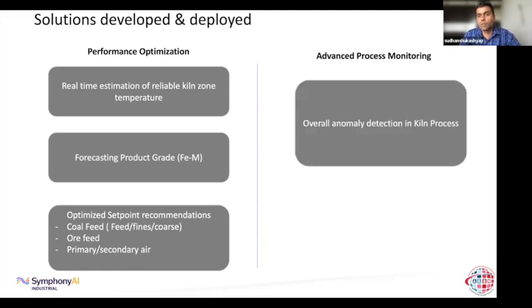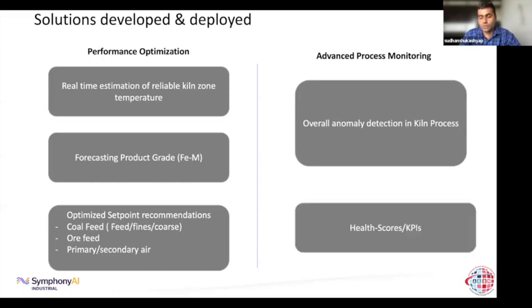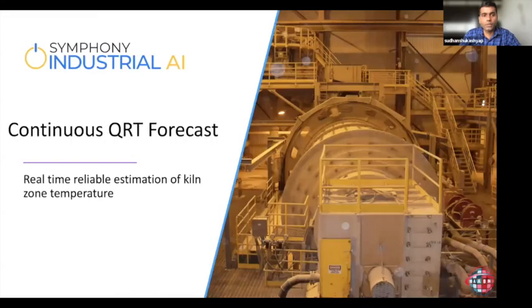And then the monitoring part, where we look into the overall anomaly detection of the kiln process. Here you take all the variables together and then monitor the kiln for any deviation happening. And of course, we can create a lot of health scores on key performance indicators, which could be monitored for the overall process. So these are some very high level applications we have done. And very quickly, I'll show in the next 10 minutes how it looks.